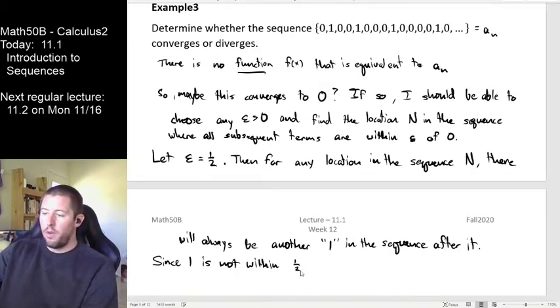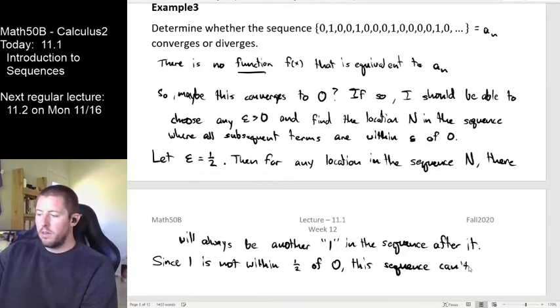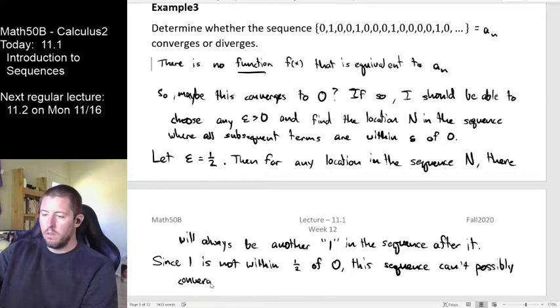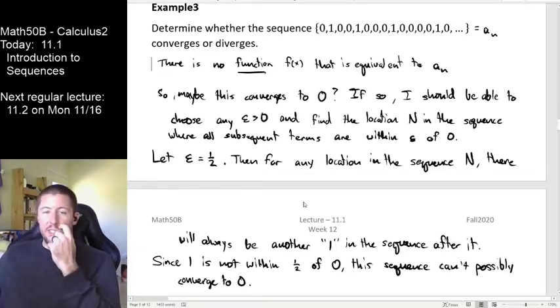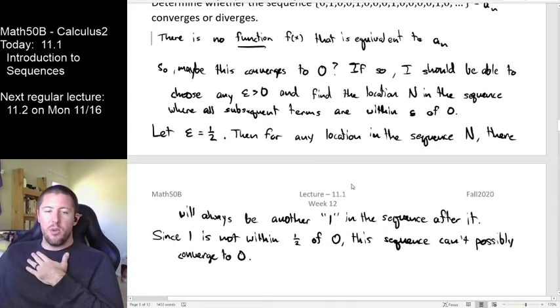Since 1 is not within 1/2 of zero, the sequence can't converge to zero. All right, so all I've really shown here is that the sequence does not converge to zero, but I'm quite confident then that this sequence diverges.